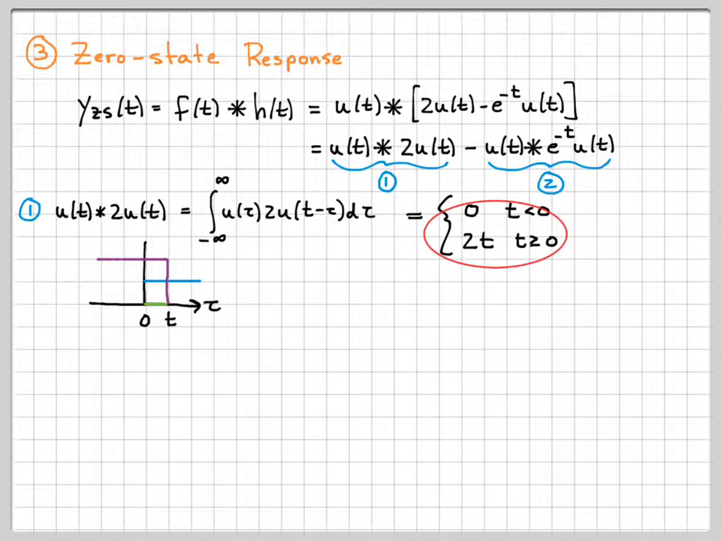I've written it here kind of piecewise. Well, I can rewrite that using the unit step to turn it on at time 0. I can write this convolution as 2t u(t). So that's the first convolution we need to do.